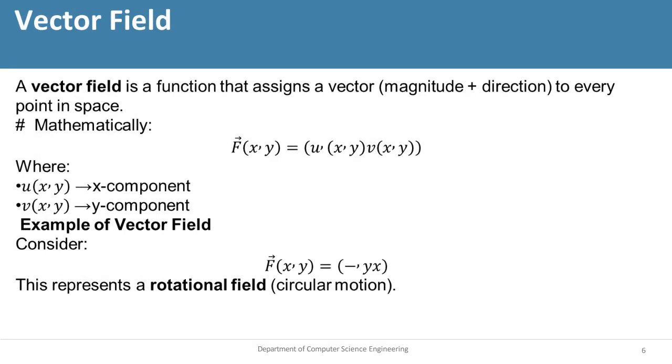A vector field is a function that assigns a vector to every point in space. Each vector has two properties, magnitude and direction. For example, wind flow or magnetic fields can be represented as vector fields.